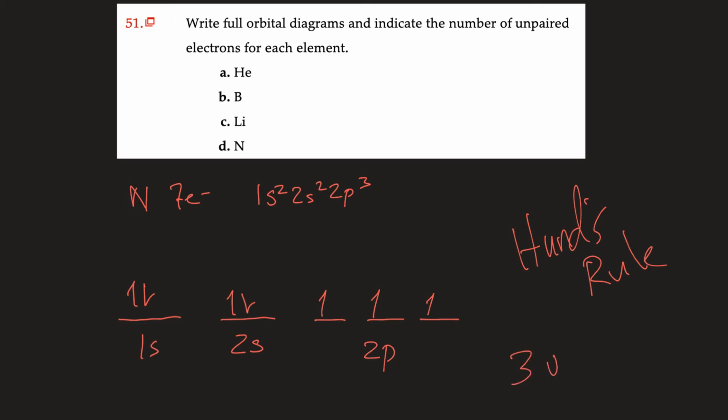There are 3 unpaired electrons here. And so those unpaired electrons are there in the p sublevel, thanks to Hund's rule.